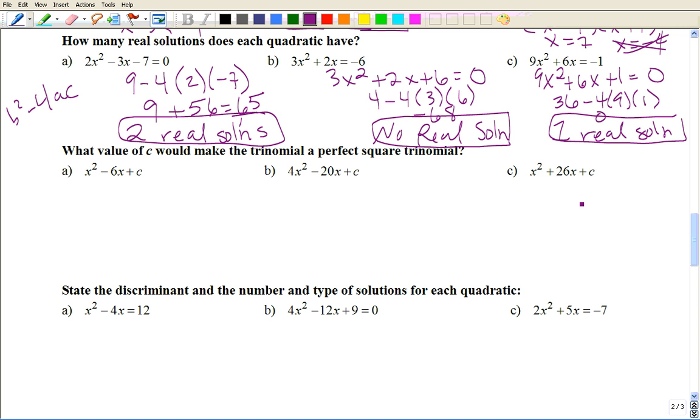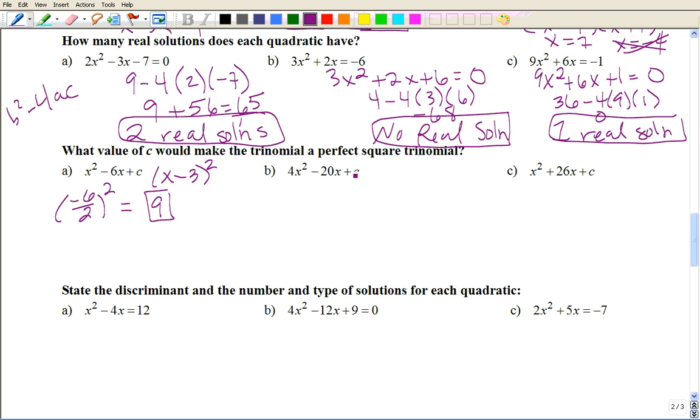Okay, the next part: what value of c would make the trinomial a perfect square trinomial? In other words, we would be able to factor this into x minus half of 6, which is 3, squared. So if I were to multiply that out, that would give me a value of c. If you're trying to figure out what c is equal to, take the middle term, divide it by 2, and square it. Do b over 2 squared, which is the formula we use for completing the square. So here, b is negative 6, so divide it by 2 and square it, and we'll get a c value of 9.